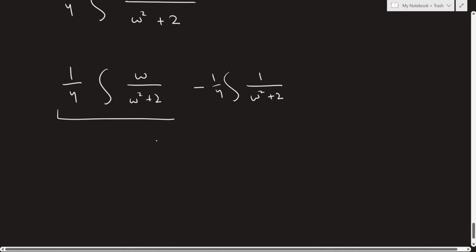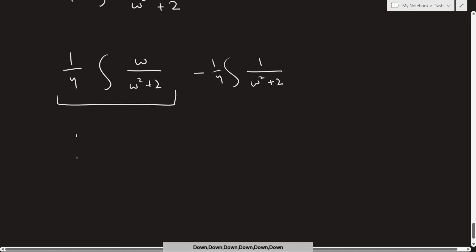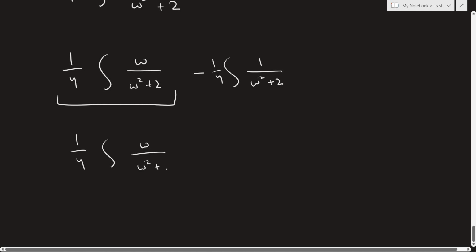Let's do the first part now. So we have 1 over 4 integral of w over w squared plus 2. Okay, so let's turn this to z. We need another letter again. So z is equal to w squared plus 2. So dz is equal to 2w dw, so dw is equal to dz over 2w.